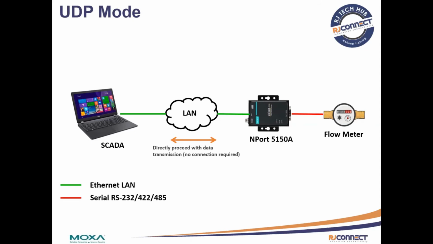Let's have a look at the UDP mode. Compared to TCP communication, UDP is faster and more efficient. In UDP mode, you can unicast or multicast the data from the serial device to one or more host computers. And the serial device can also receive data from one or more host computers, making this ideal for message display applications.